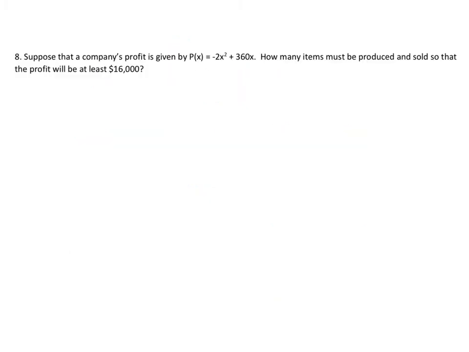Okay, the next question says, suppose that a company's profit is given by P of x equals negative 2x squared plus 360x. How many items must be produced and sold so that the profit will be at least 16,000? "At least" is a key term here. That means greater than or equal to. At least means that or more.